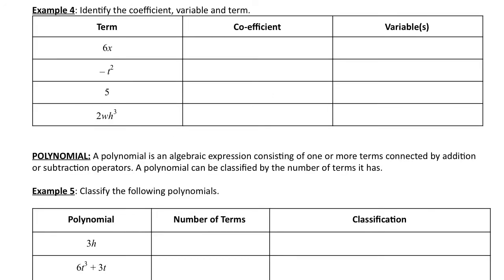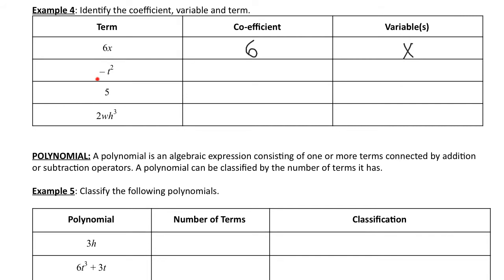So in our next example, we are given a bunch of different terms and we are asked to identify their coefficient and their variable, or variables if there's more than one. Our first term is 6x. So the coefficient would be 6. That is the number that is in front of the letter. And the variable would be x. That is the letter that was chosen to be used in this term.